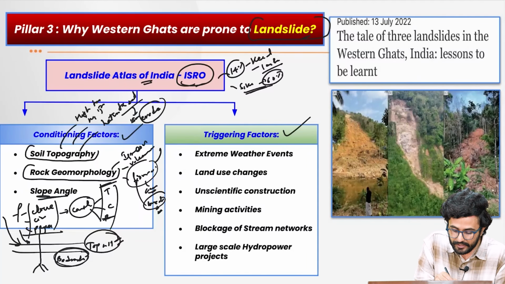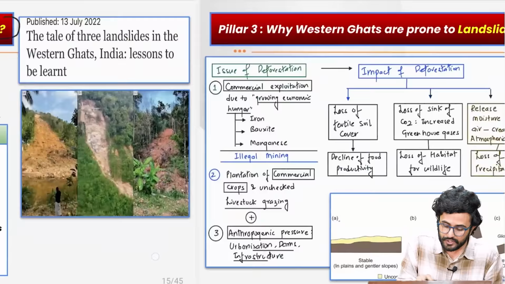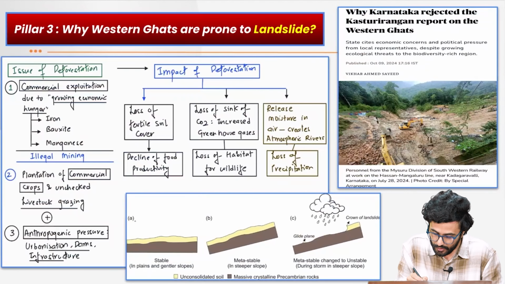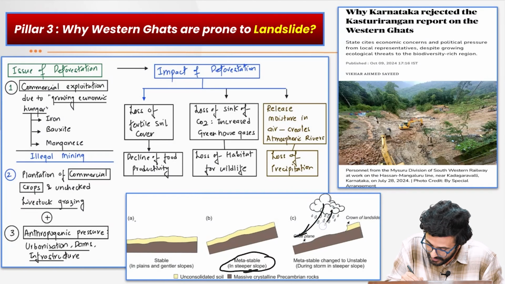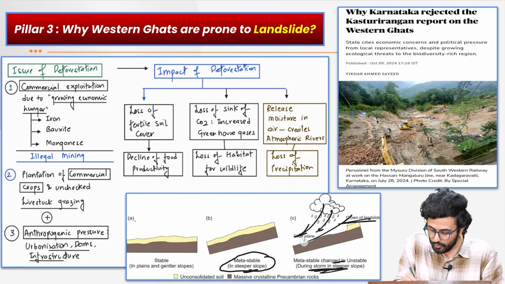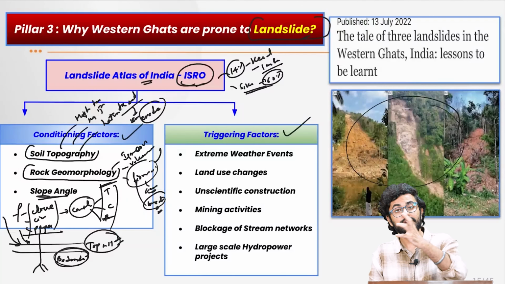Thus ultimately increasing the removal of this topsoil, it leads to the formation of a slope angle. Just look here, how this metastable or steeper slope with very large scale precipitation is very easily converted into an unstable slope, leading to a large scale landslide as it took place. And then there are several triggering factors.